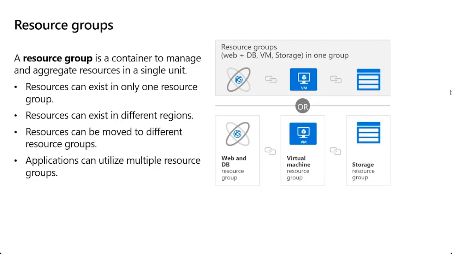A resource, so if I had that virtual machine or that app, can only exist in one resource group, but that resource can be anywhere in the world. It doesn't have to be in the same region as that resource group. You can move resources between different groups if you needed to. And applications can access multiple resource groups. They don't have to be in one resource group. We're also going to talk about role-based access coming up, and that's ways of securing your access to those resources.